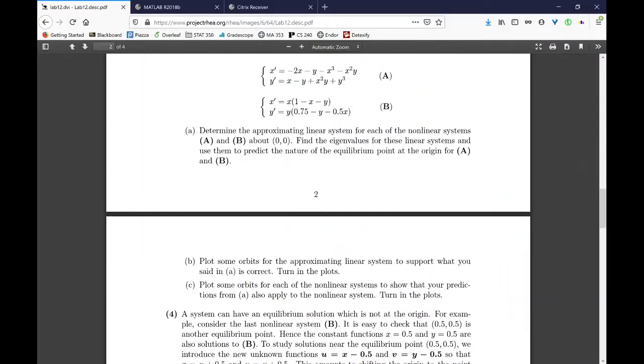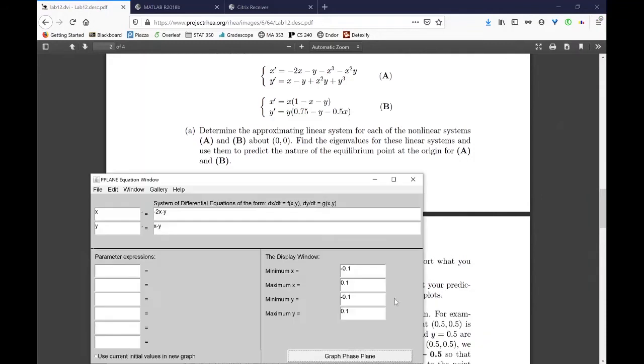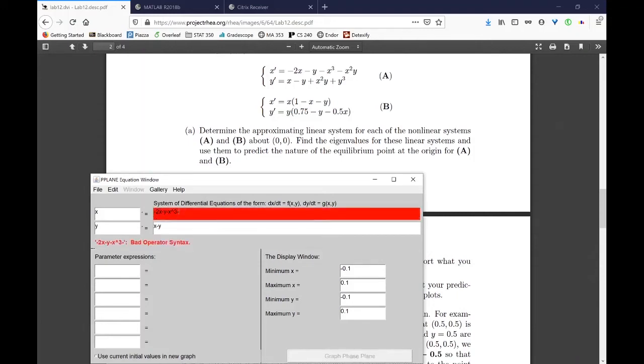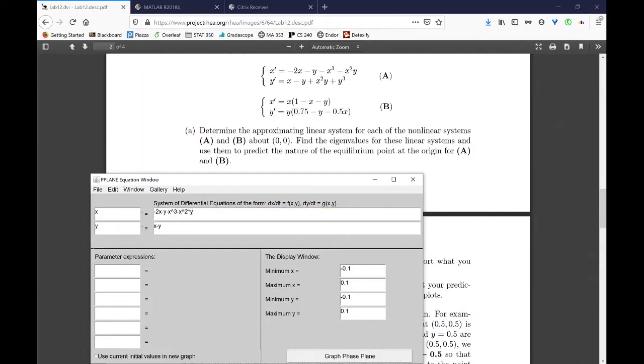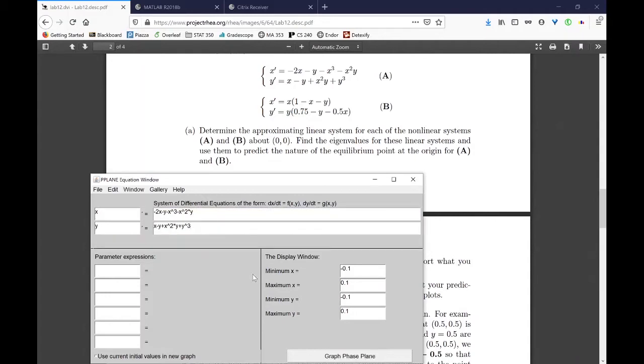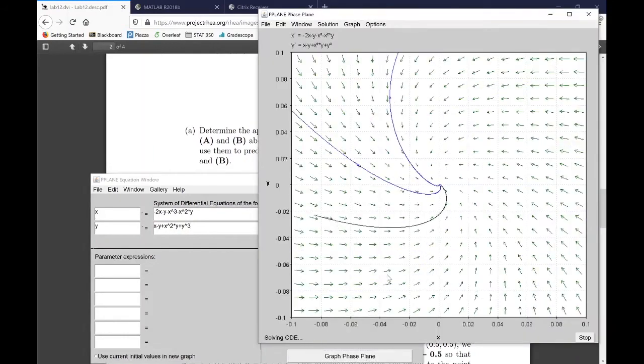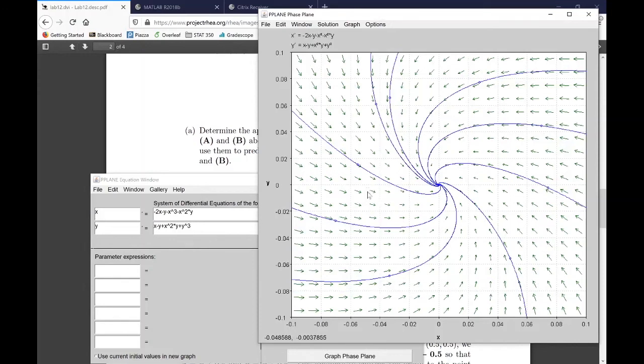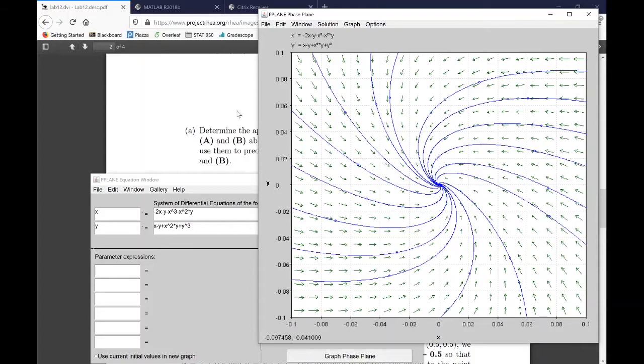And finally, for C, plot some orbits for each of the nonlinear systems to show that your predictions from A also apply to the nonlinear system, and turn in the plots. Okay, so again, remember, small x, small y. Our nonlinear system is x prime equals minus 2x minus y minus x cubed minus x squared y. And for y, we have y prime equals x minus y plus x squared y plus y cubed. We graph this phase plane. We should see that our predictions of it being a spiral sink also apply to this nonlinear system.